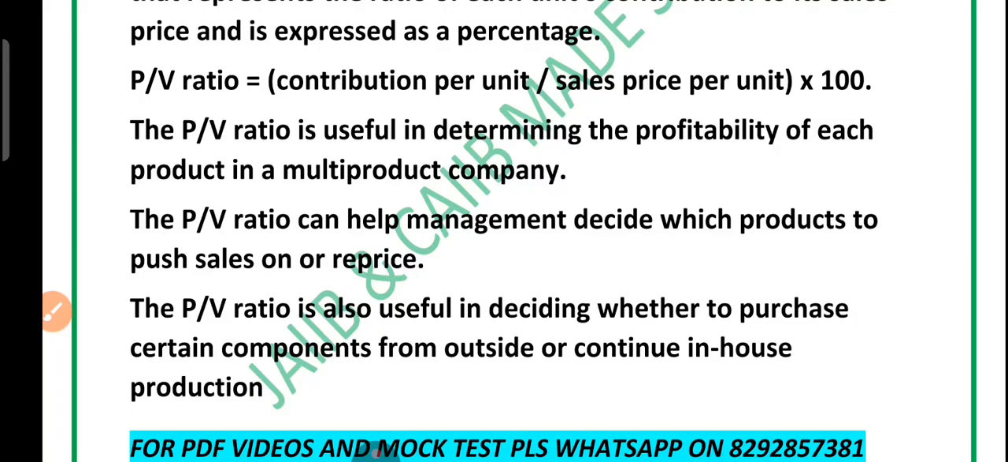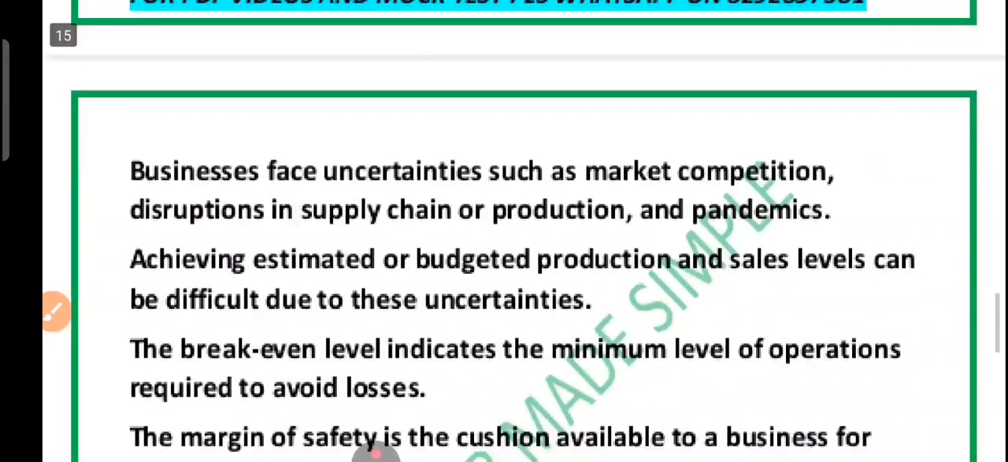So remember, higher the P/V ratio, the more profitable the product is, isn't it? Suppose I give you 3 products. Suppose you have a company and you are producing 3 products and they have different P/V ratios. So which one is more profitable? Obviously the one having the higher P/V ratio, because in the formula of P/V, in the numerator, what do we write? Contribution per unit. In the denominator, we write sales price per unit. Now let's see this particular slide.